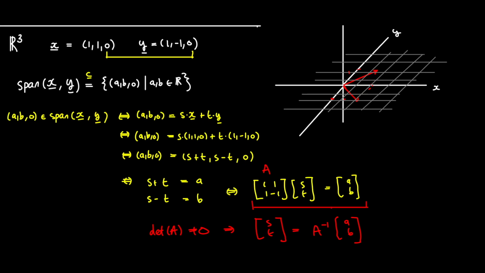Now, what have we shown here? We've shown that every vector of this form is in the span. Since this is always true, at the bottom here, this is a true statement, A inverse always exists, so s and t are always solvable.